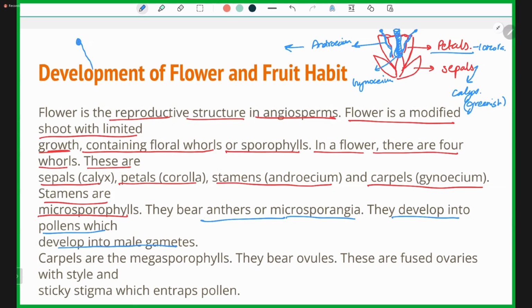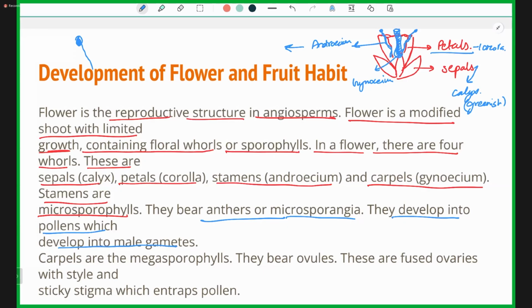Now, in the microsporophyll, the anthers, if we draw a diagram of a stamen, it looks something like this. There's a stalk and then there is anther. Now inside the anther or microsporangia, pollens are developed. This pollen is actually a microspore. We should not be confused if a question is asked, what is the main gametophytic part of the flowering plant? It is not pollen. We often assume that pollens are the main gametophyte, but it is not.